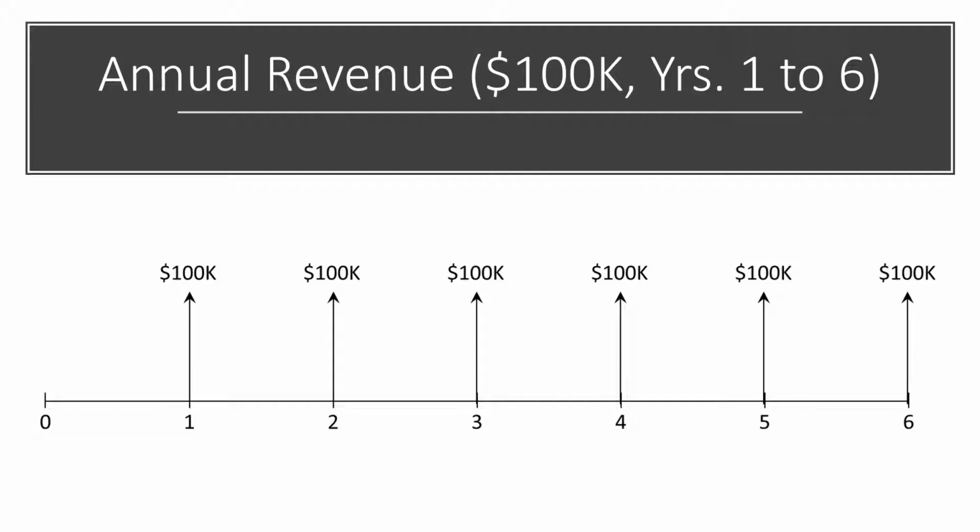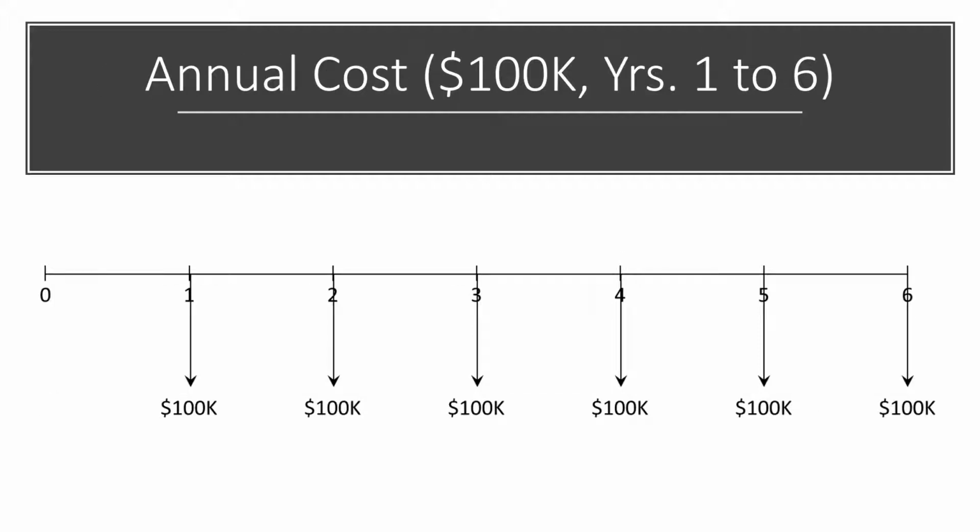All right, annual revenues, and this would be annual uniform revenues. In this case, $100,000 in years 1 to 6. So it's $100,000 per year, and it's represented with an upward arrow at each of the years. And in this case, you see that all the arrows are the same height and all of the same value of 100K per year. Annual costs, it's the same thing, but in this case we have downward arrows representing costs. Remember, down for costs, up for revenue.